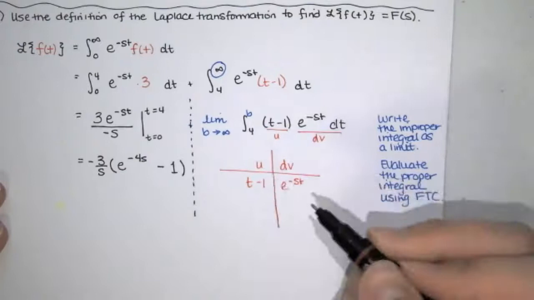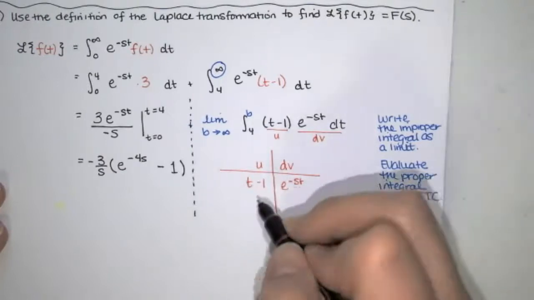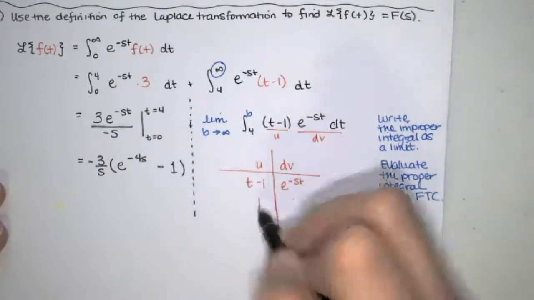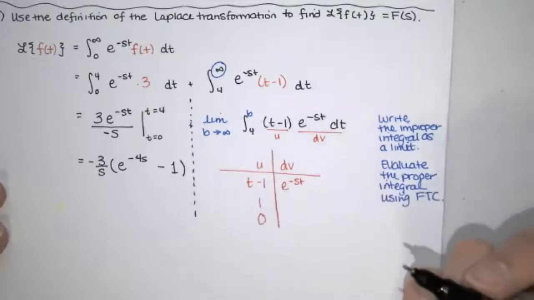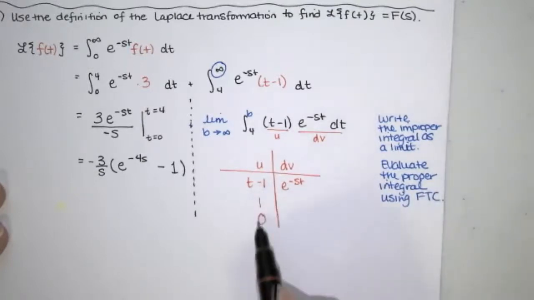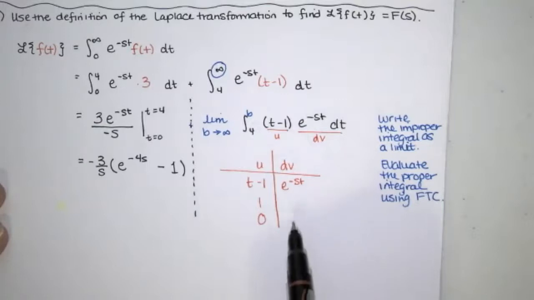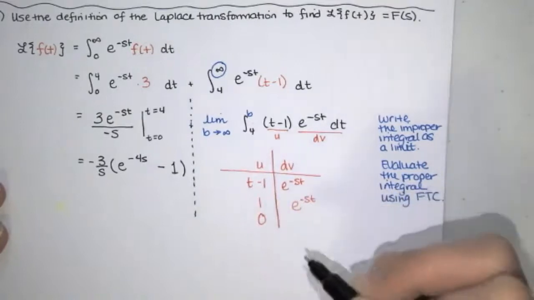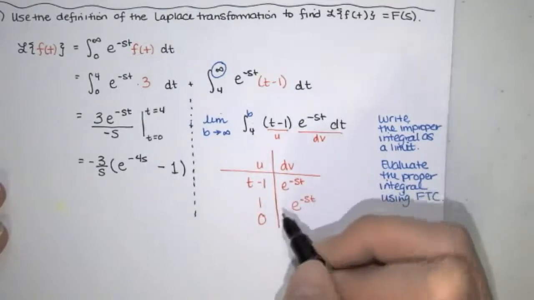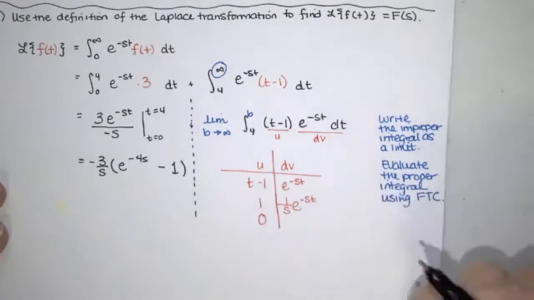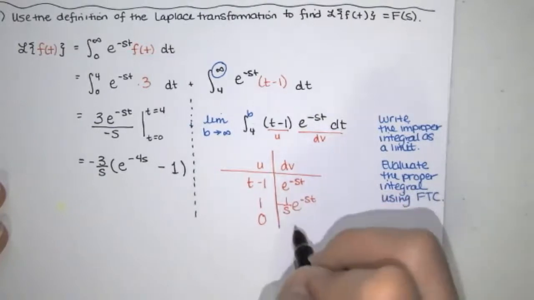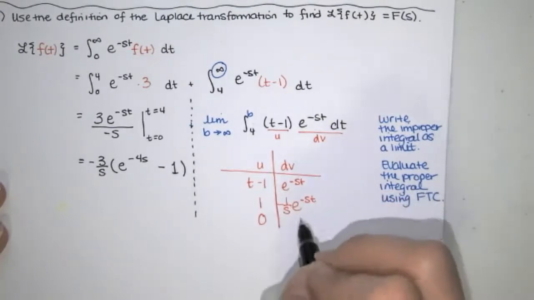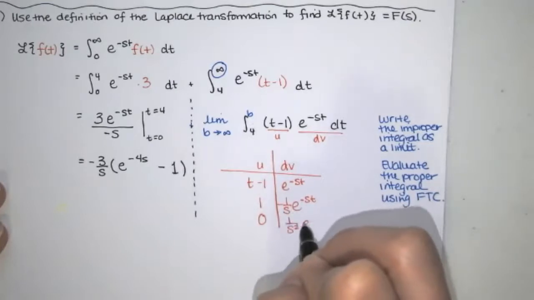And we take the derivative of this polynomial u until we get 0. So we take the derivative once, we take the derivative twice, now we've got 0. Now we have 3 rows over here. We want to have 3 rows over here so that both columns have the same number of rows. And we'll anti-differentiate e to the negative st. When we're anti-differentiating, we've got to divide by negative s every time. So we divide by negative s once, which is the same as multiplying by negative 1 over s. And then we do that again.